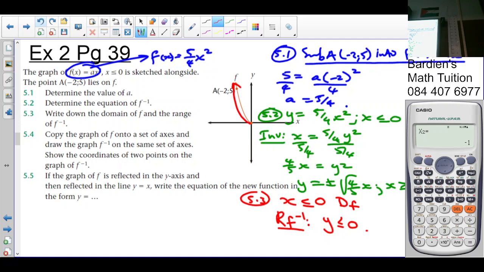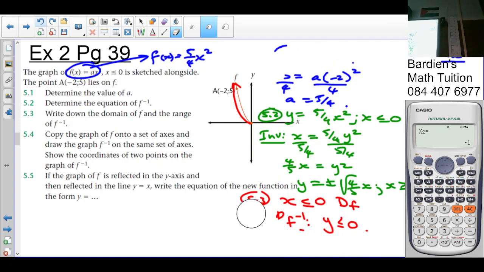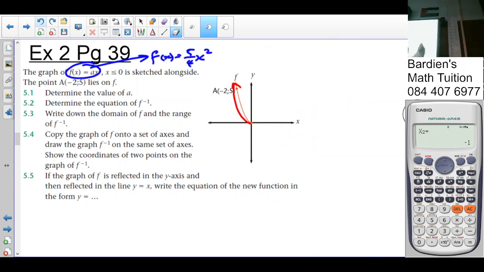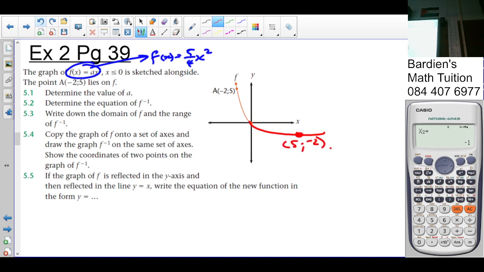Copy the graph into your book, and then complete it for the inverse function graph. So let's take this off here. If you look at the inverse function, we're simply going to plot the point (5, -2). Can you see that, people? And hence y is less than or equal to 0 there.